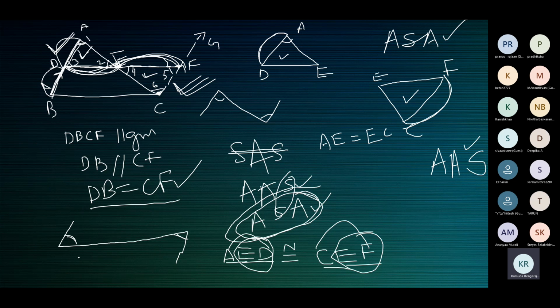Now, in a parallelogram, we know that opposite sides are equal. So that means DF is equal to BC. Now what is DF? DE plus EF. But this EF is also DE. So instead of DF, you can write DE. There's no place, so I'm just struggling to write.